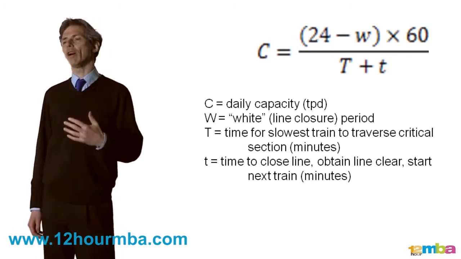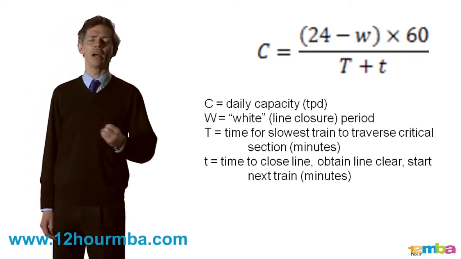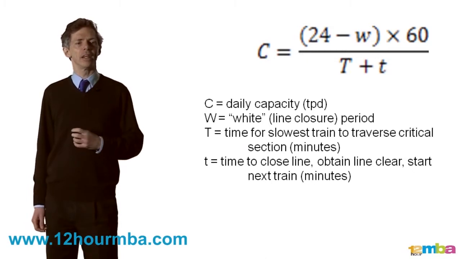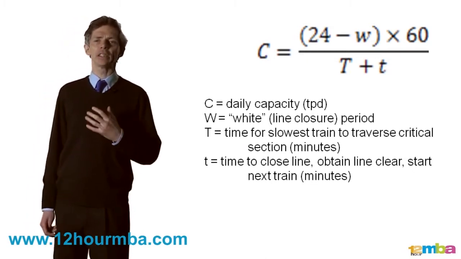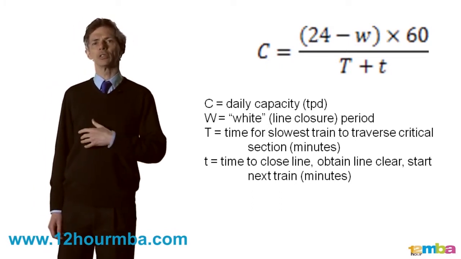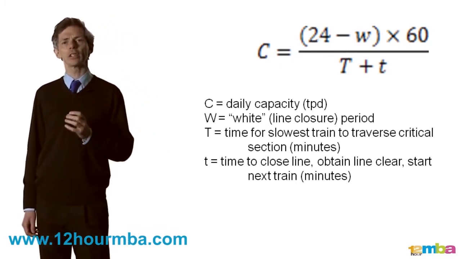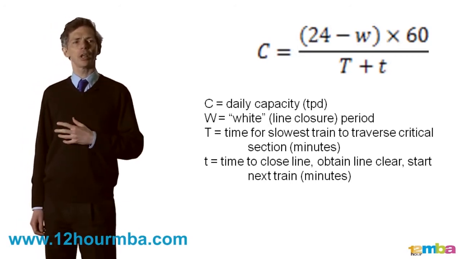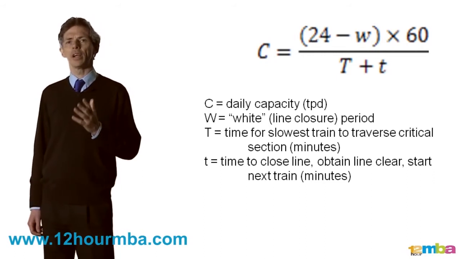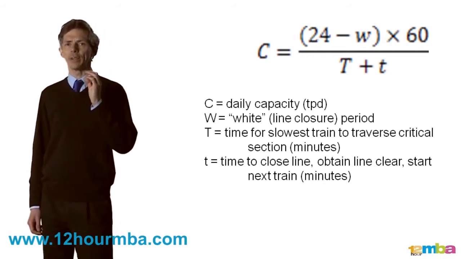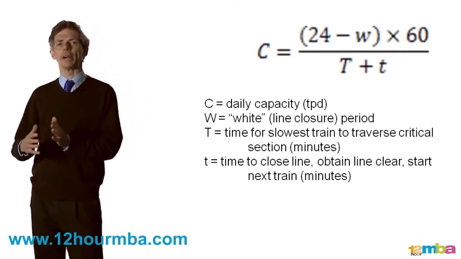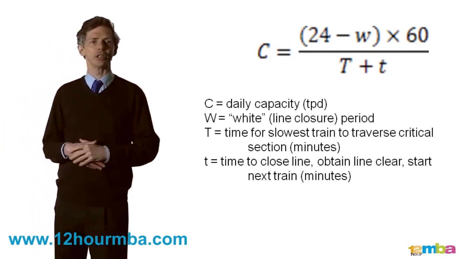And then we're going to divide by 2 items of T, a bit similar to the issue we had with train planning. Here, however, the big T is a similar measure of the time it takes the slowest train to traverse the critical section. That's a time in minutes. And the little t is the time it takes us to close the line, obtain line clear and start the next train. For example, the signals don't necessarily set to red immediately, and even if they do, we then need to give a small amount of time before we can authorise another train to use the same line.